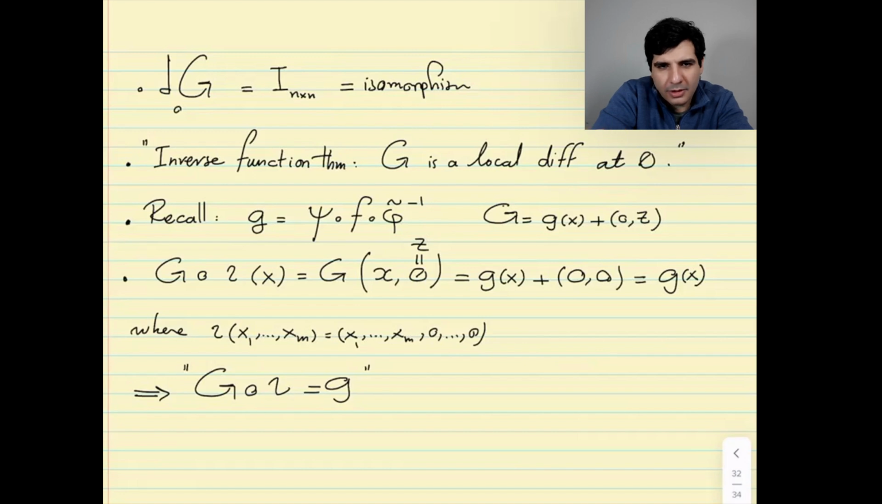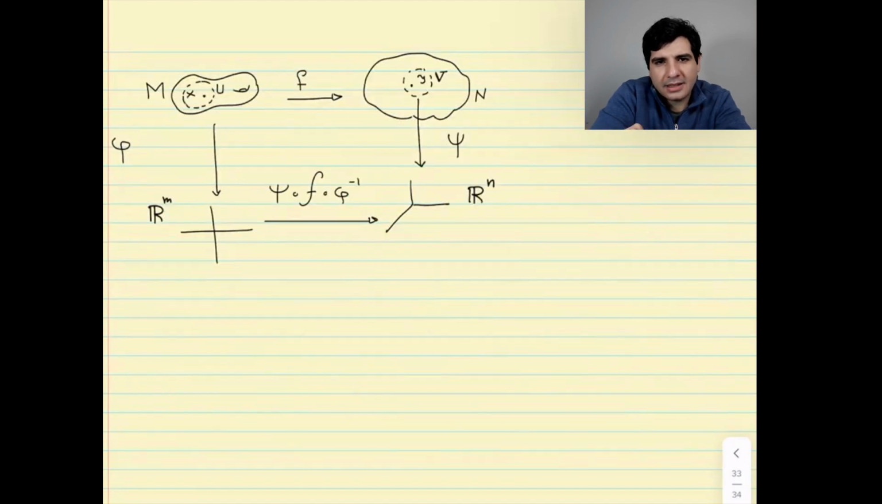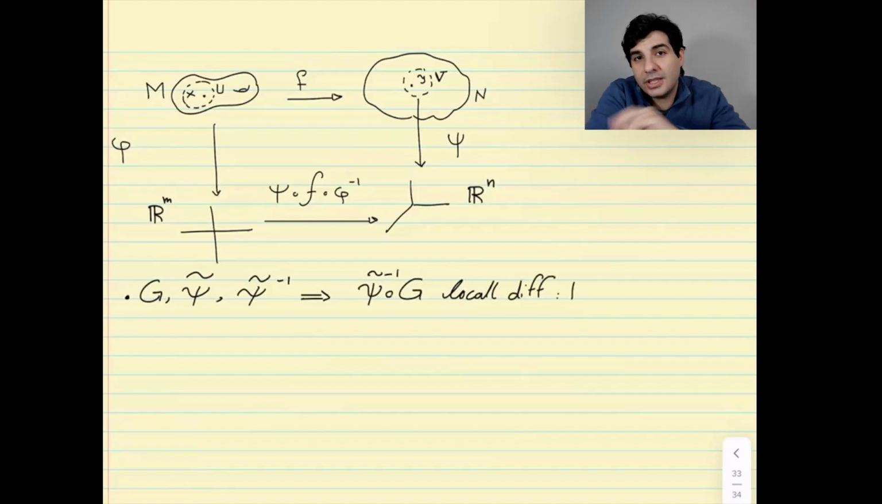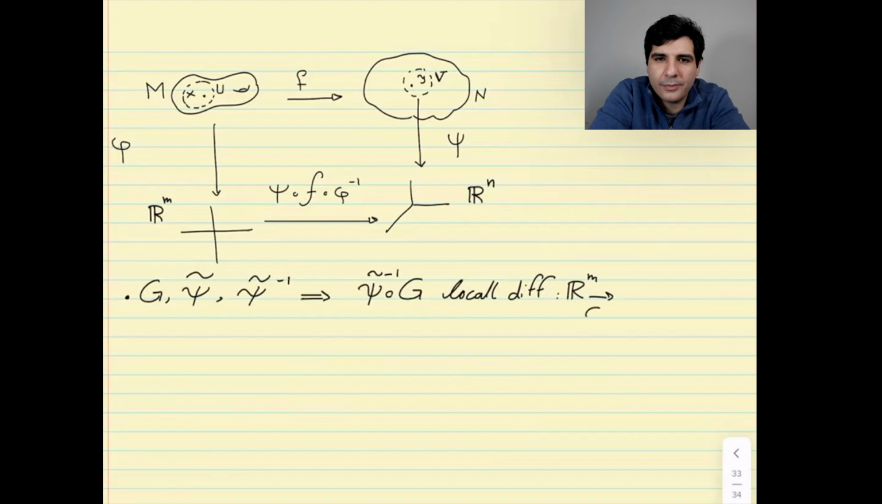So the essential thing here is that if we go back to our setup, we want to find phi and psi, right? We want to find good phi and good psi such that psi OF or phi inverse is the canonical map. G is a local diffeomorphism. Psi tilde is a diffeomorphism. Therefore, psi tilde inverse is also a diffeomorphism. Therefore, the map psi tilde inverse OG is also a local diffeomorphism. It's just a composition of local diffeomorphisms. So on a sufficiently small open set, it's a diffeomorphism.